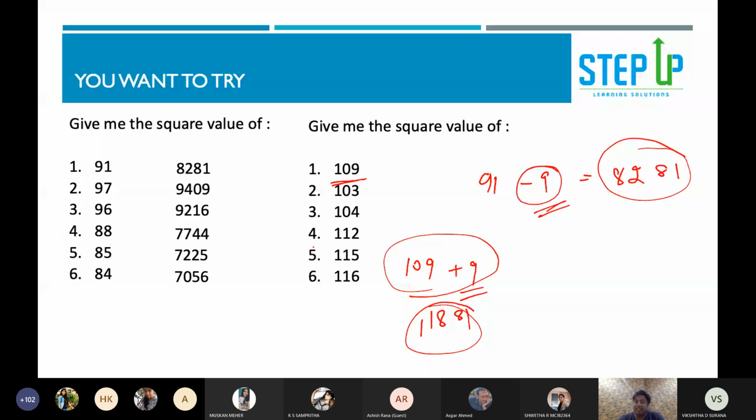So if the number is less than 100, we subtract it. If the number is greater than 100, we add it. I'm repeating again. It's 109, which is 9 more than 100. So we add 9 to 109 and we get 118. And 9 square is how much? 81. My answer comes out to be 11881. Right?